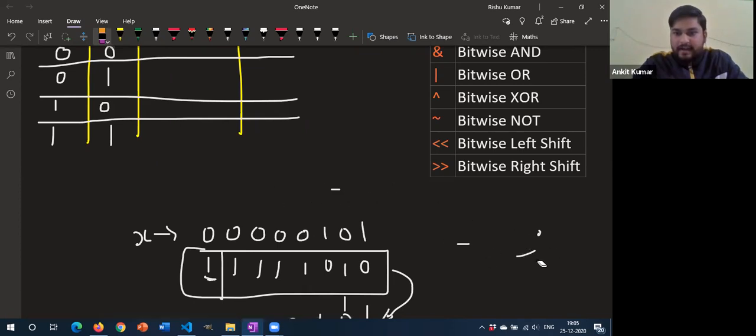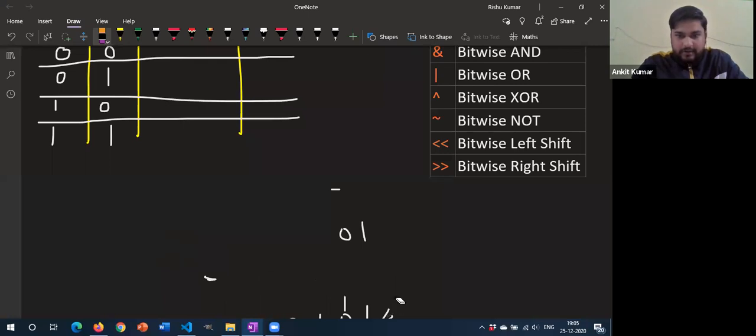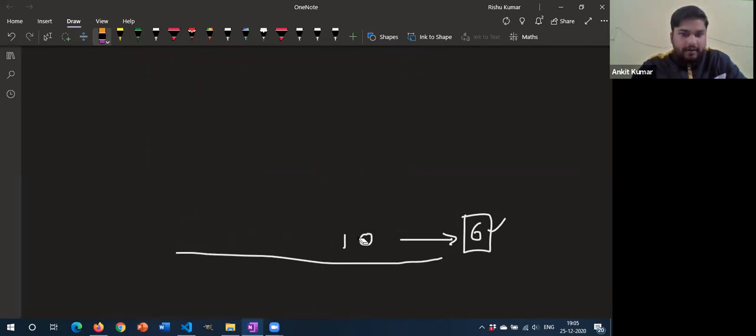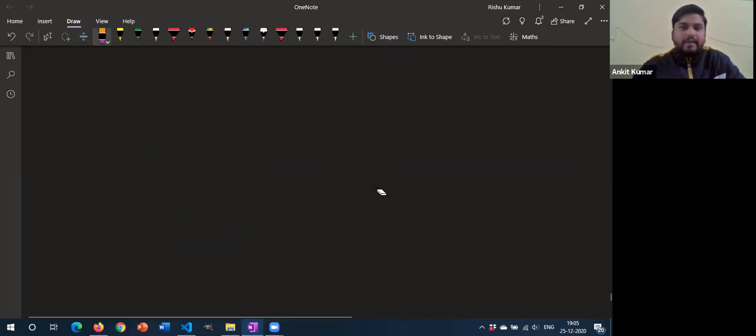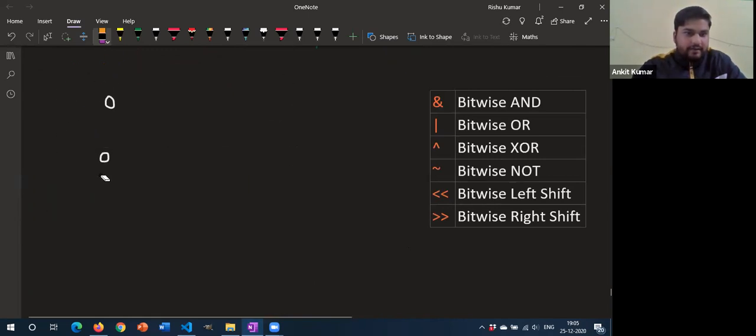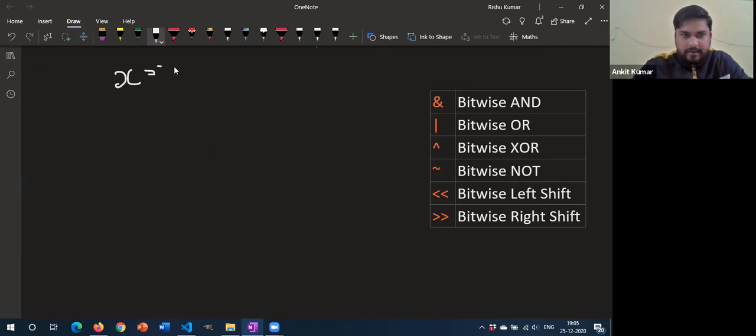Now let's understand bitwise left shift. Let me erase this, because bitwise left shift and right shift is very interesting. There I will tell you one trick to solve the questions very quickly. Whenever you get a question of bitwise left or right shift, you will be able to do it very quickly.